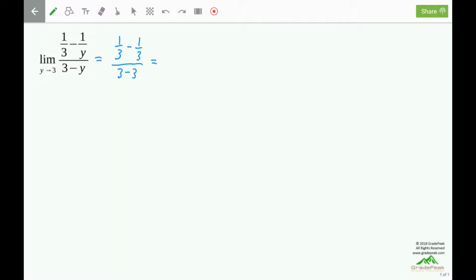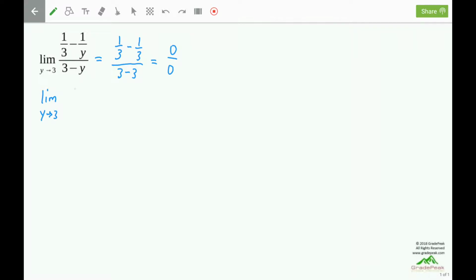In the numerator, 1/3 minus 1/3 is a 0. In the denominator, 3 minus 3 is also a 0. We have the 0 over 0 indeterminate form. Since we have fractions combining with each other, we're going to try the common denominator method to rework this.